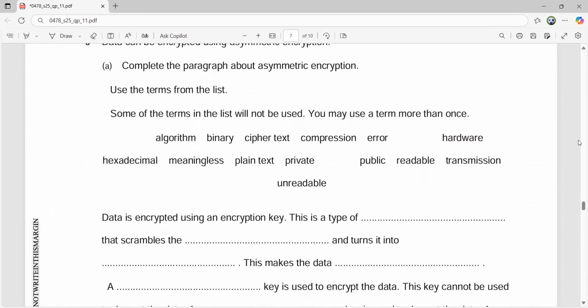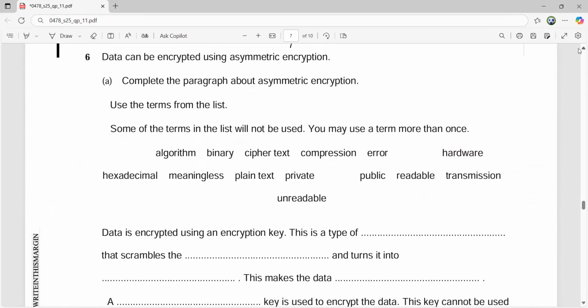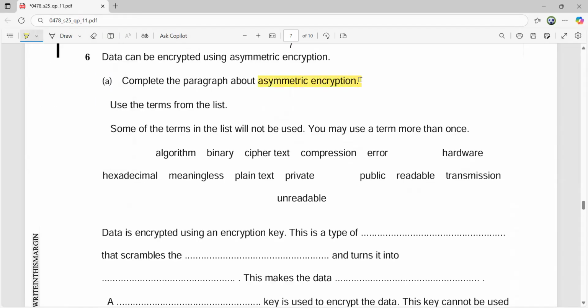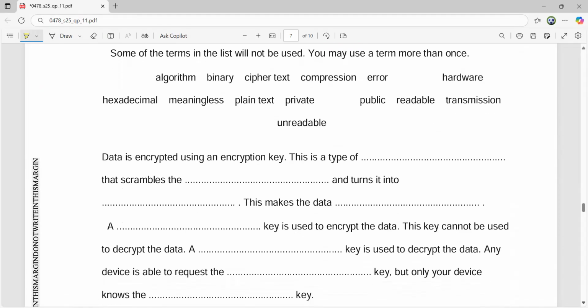Data can be encrypted using asymmetric encryption. Complete the paragraph about asymmetric encryption. Now, my question is dealing with asymmetric encryption. So now be clear, all the terminologies should be linked with your asymmetric. Use the terms from the list, and let's see what the terms are. Algorithm, binary, ciphertext, compression, error, hardware, hexadecimal, meaningless, plain text, private, public, readable, transmission, and unreadable.